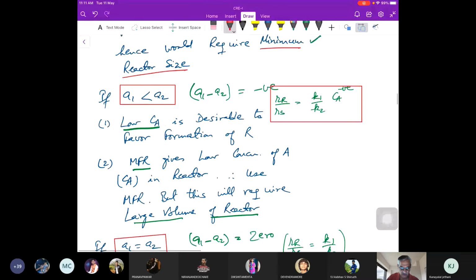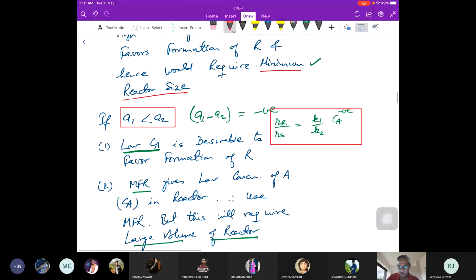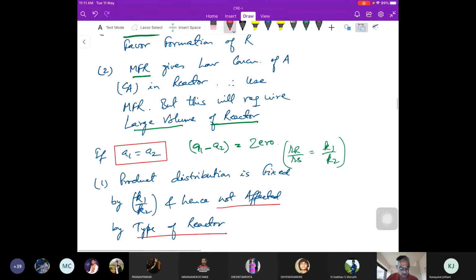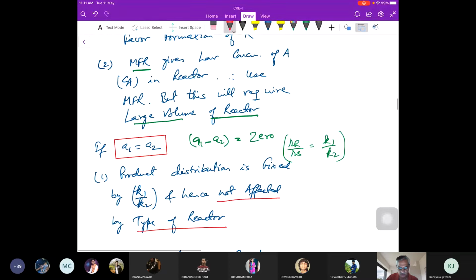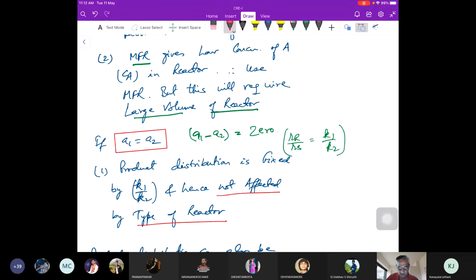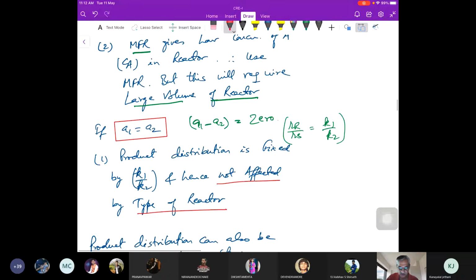So is it understood when to keep CA low and when to keep CA high? Okay, there are no questions. Then the third case is when A1 is equal to A2, that means A1 minus A2 is equal to 0. In this case, the concentration of the reactant doesn't really affect the product. It is the K1 and K2 values which will affect the product.